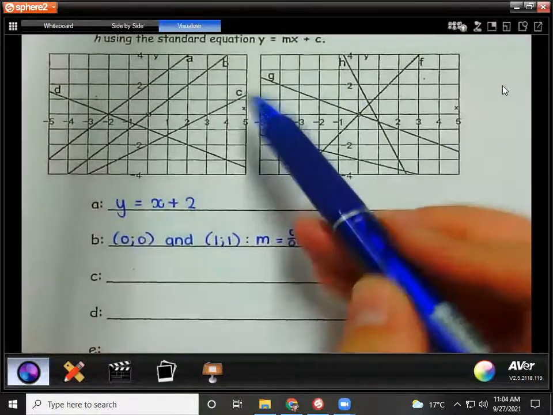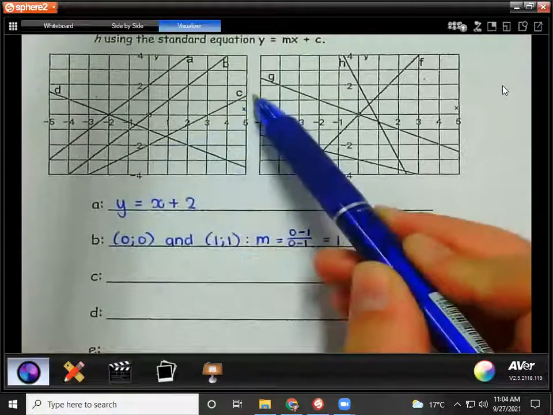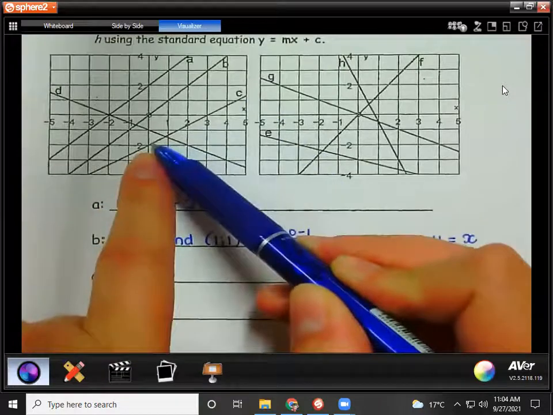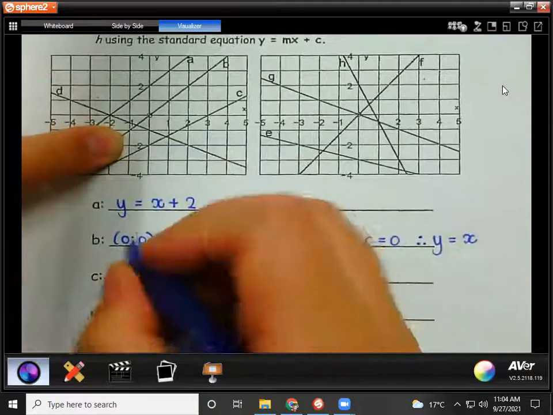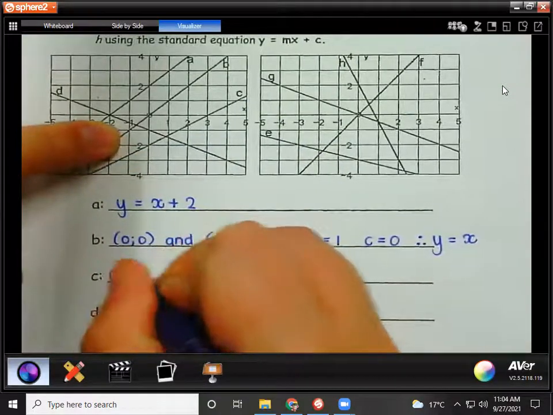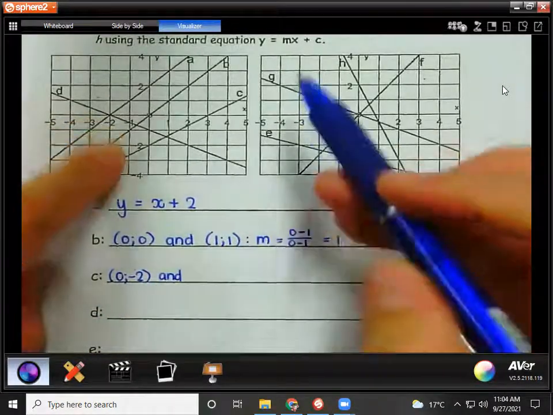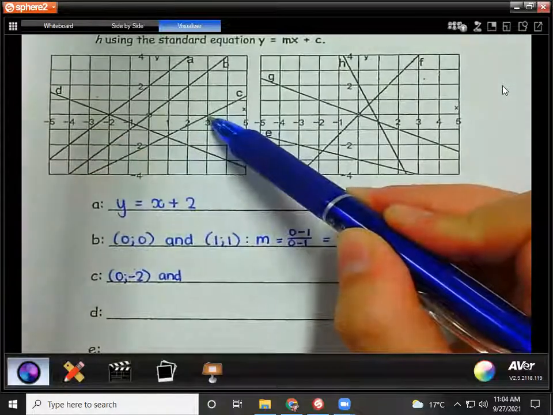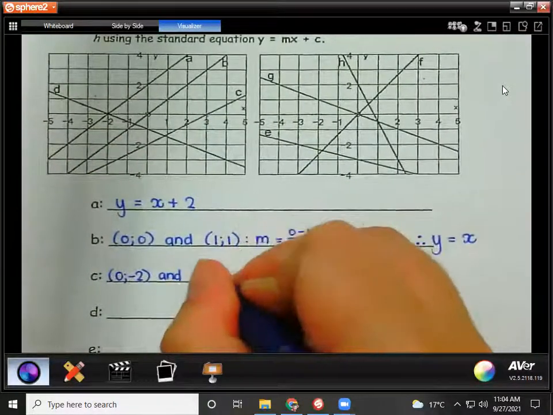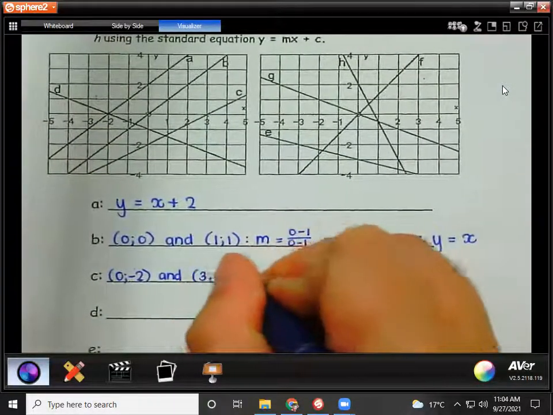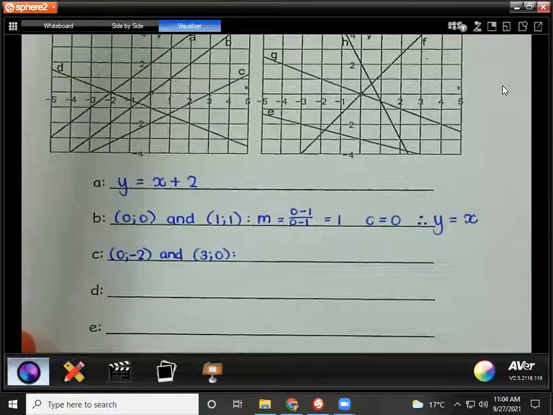Okay, next one, C, is this line over here. All right, I'm going to use that one there, which is 0, negative 2. And then I'll choose another point. Let's see, let me use 3, 0. Again, it's fine if you have different points, but your gradient must be the same.